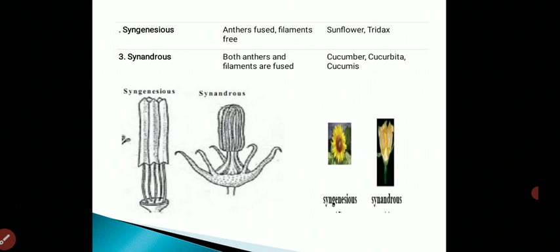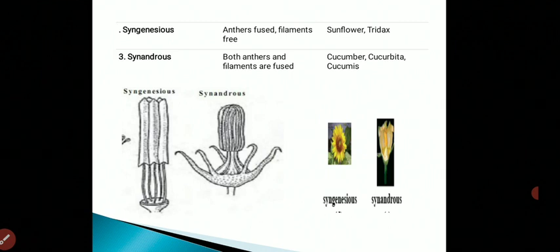Synandry is a complete cohesion, or a complete union of stamens along with the filament and anther. Both the filaments and anthers of stamens completely unite with each other, and this condition is known as synandry, and the stamens are called synandrous. For example, Cucurbita. In family Cucurbitaceae, the opposite structure of two stamens shows complete union of filament and anther. So this is the structure of Syngenous and Synandrous.